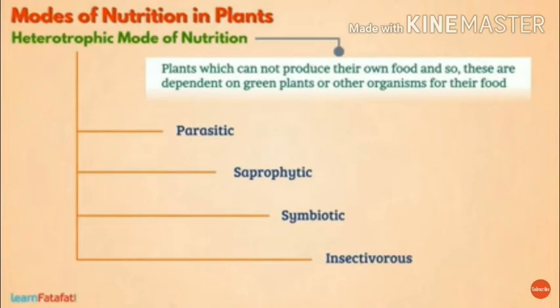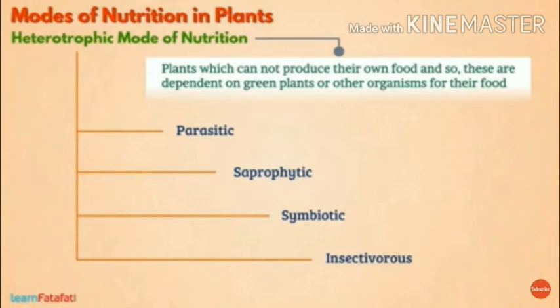After this, we will discuss the second mode of nutrition, which is the heterotrophic mode of nutrition. Like autotrophic, heterotrophic is also made of two words, hetero and trophic. Hetero means others and trophic means nutrition. So, in this mode, the organism depends on others for its nutrition requirements.